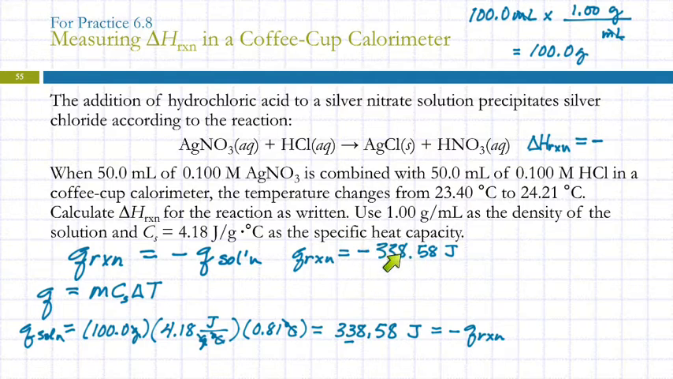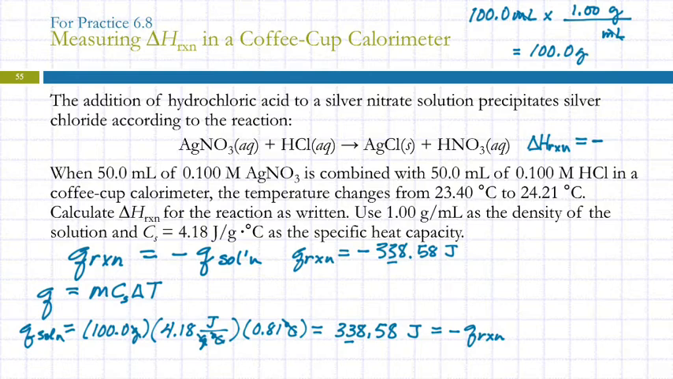It was this amount for this amount of stuff. So what I need is the amount of heat for 1 mole of silver nitrate, right? Can I figure out how many moles of silver nitrate were in here? Yeah, 50 milliliters times 0.100 molar. Where should we do that? We'll do that in a different color.